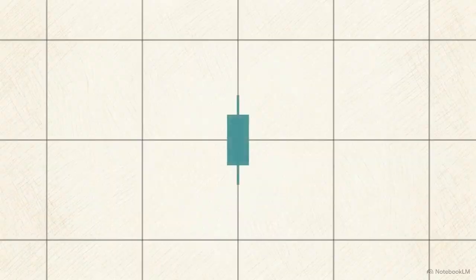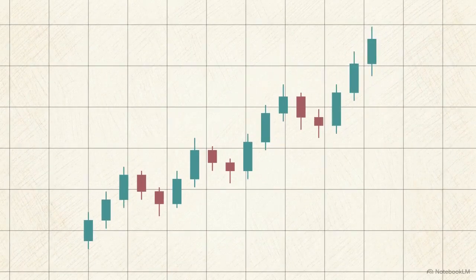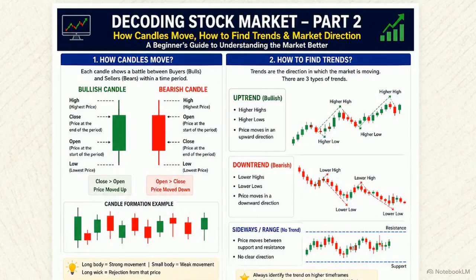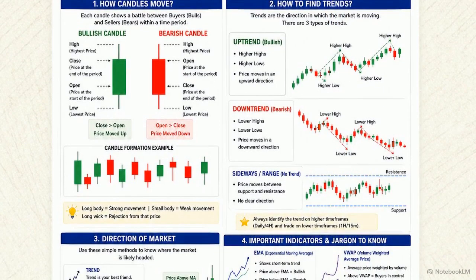Zooming out from individual candles reveals the macro direction of the market, which we identify as a trend. An uptrend is characterized by a series of higher highs and higher lows, creating a consistent staircase pattern moving upward. A downtrend is the inverse, defined by a cascading sequence of lower highs and lower lows as bears take control.